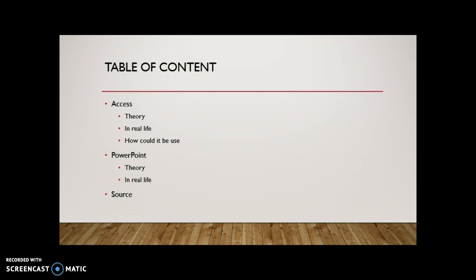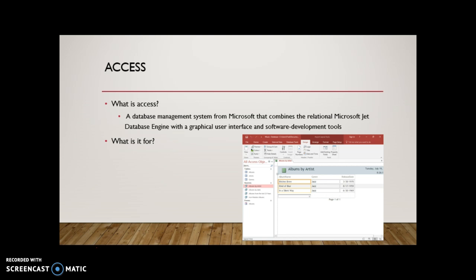First, I'll talk about Access, what we saw in Access, how it is used in real life, what people use instead of Access, and how it could be used. Then I'll talk about PowerPoint, the theory that we saw in class, compared to what is done in real life. Then I'll finish with my source. I didn't talk about the company since it's the same one as the first video, OSL.